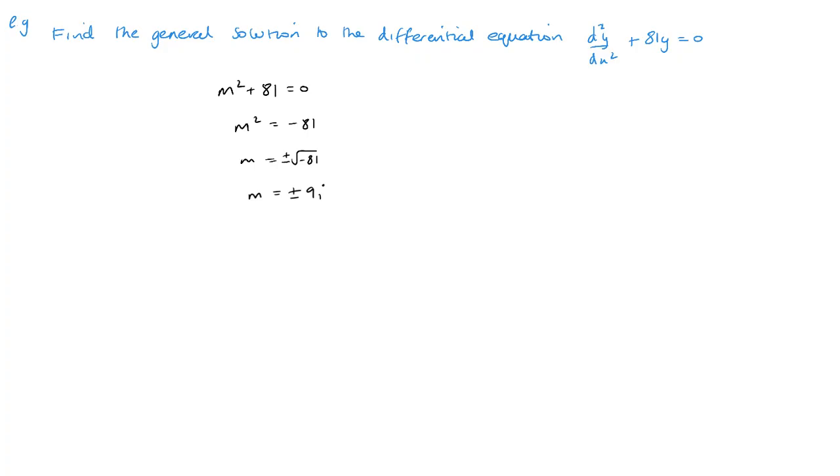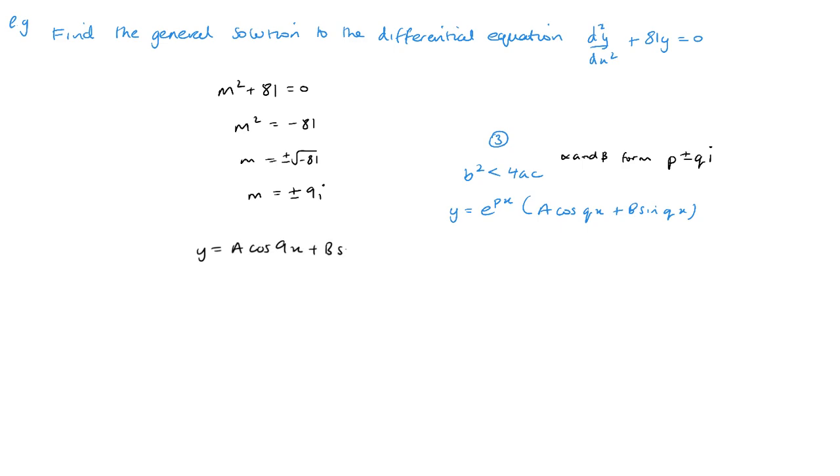Okay, so if we look at the general solution again, what I can see here, p in mine doesn't exist, so p is 0. So this is 0, this is 1, so I've only got this scenario happening. So y equals a cos, and q is this value 9, so 9x plus b sine 9x. Okay, and that's the general solution to this differential equation. Nice, straightforward, not too difficult.